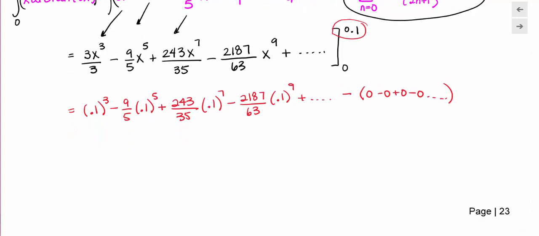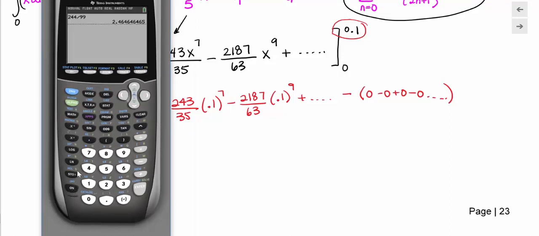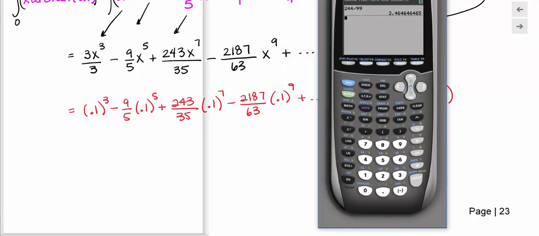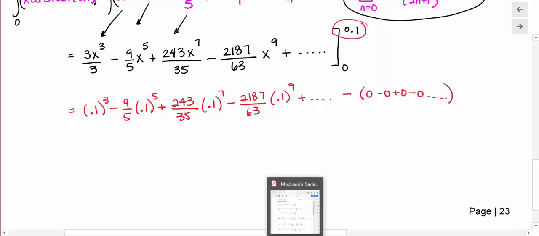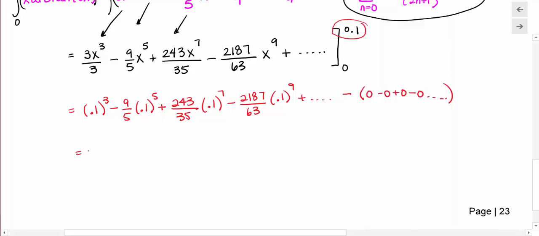So now I need my calculator to help me evaluate what these decimals are going to be. So I'll get that out and let's see what we can do here. I'm just going to type this in exactly how I see it. Okay, and here's what that looks like. So I do each individual term on its own. And so my 0.1 cubed is 0.001, which I'm guessing we probably already knew.